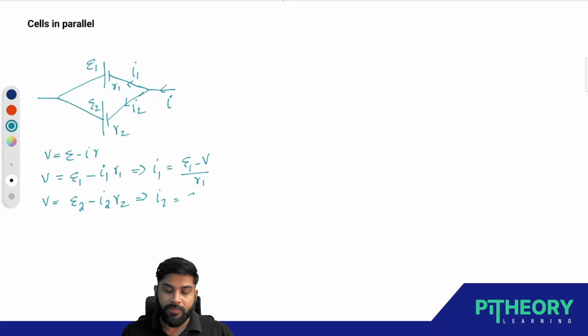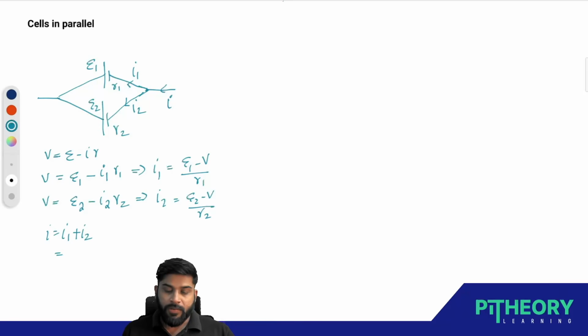I2 is equal to epsilon 2 minus V divided by R2. Very easily we can write. But at the same time, if I apply Kirchhoff's current rule, the junction rule, at that junction, you can write I is equal to I1 plus I2. We can write this, correct?